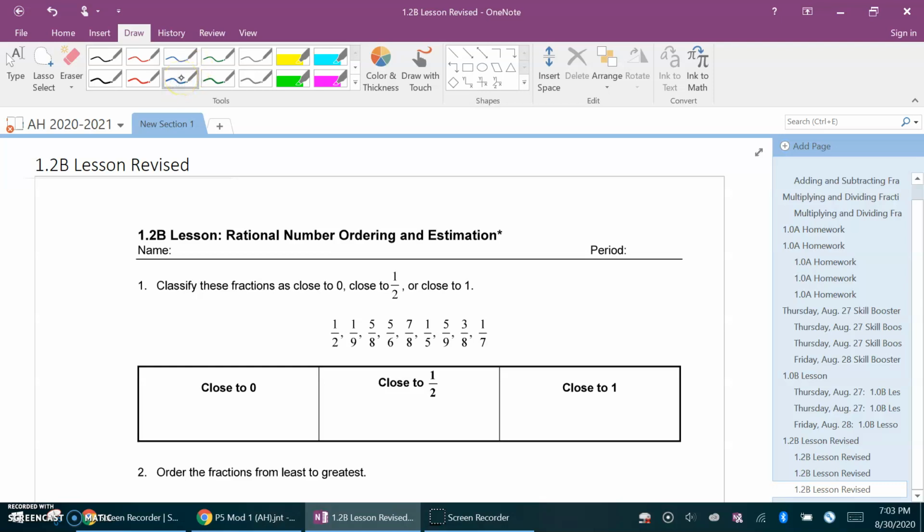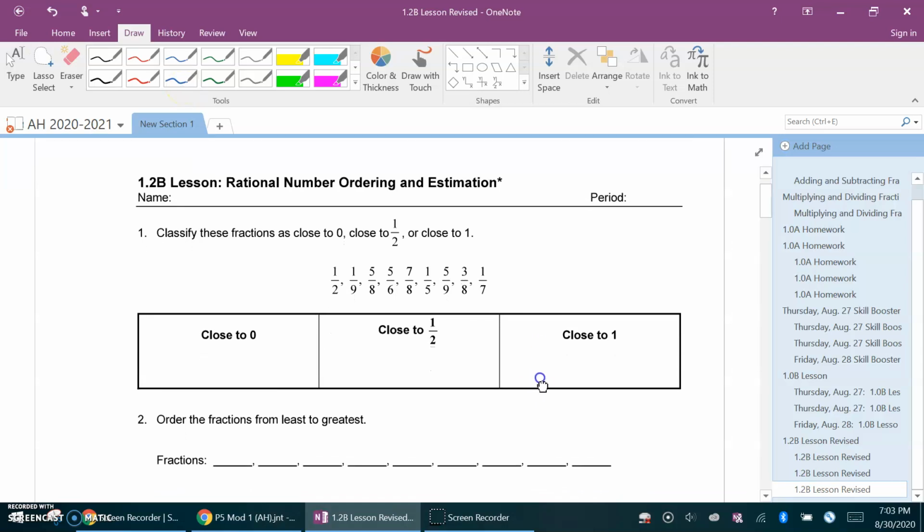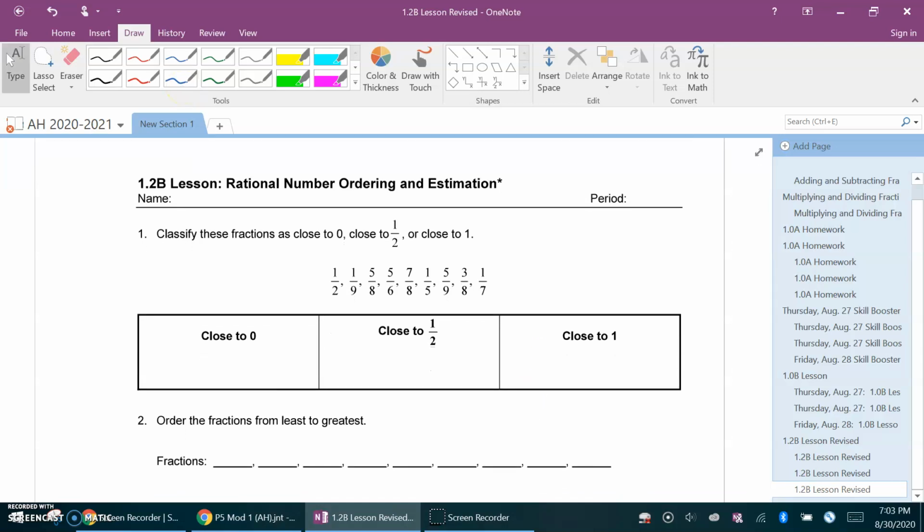We are going to go over the 1.2b lesson. It is revised, so Mrs. Coulter and I did rewrite this to make sure that it flowed a little bit better, especially as you're doing this as a flip lesson. So if you'd like to print the blank copy off of the website, you can. If you are comfortable jumping around, that's okay too.